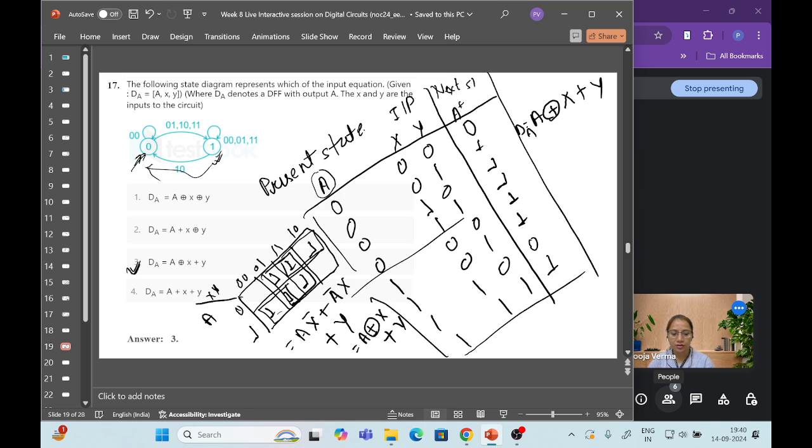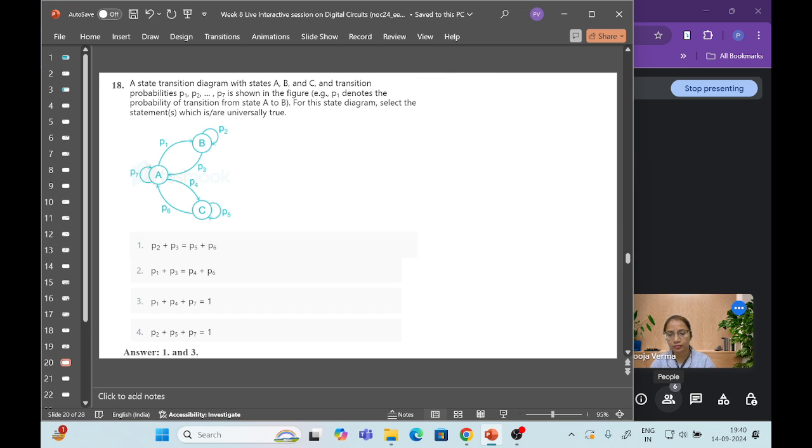Yes, ma'am. Okay, so moving to the next question. The next question is a state transition diagram with states A, B and C, and the given transition probabilities. What will be the transition probability of moving from B to A, B to B, or staying in the same state? These different transition probabilities are shown in the figure. For example, P1 denotes the probability of transition from state A to B.